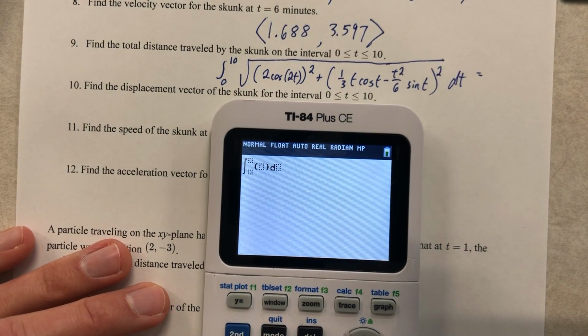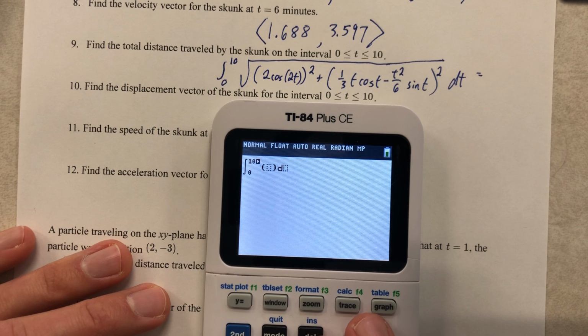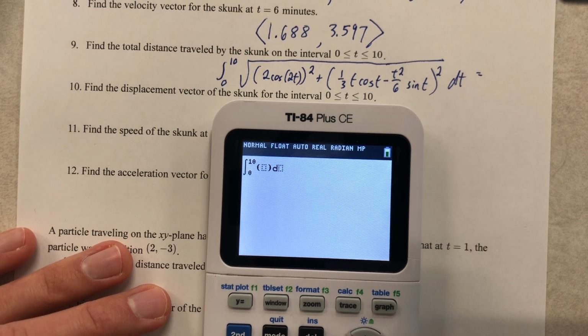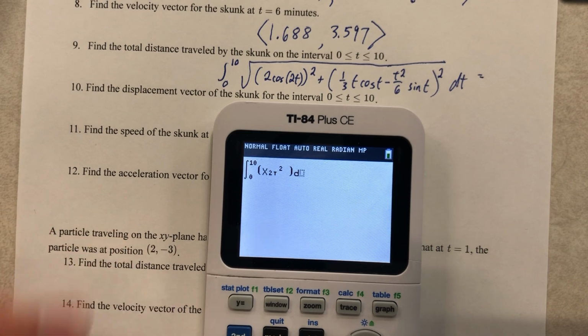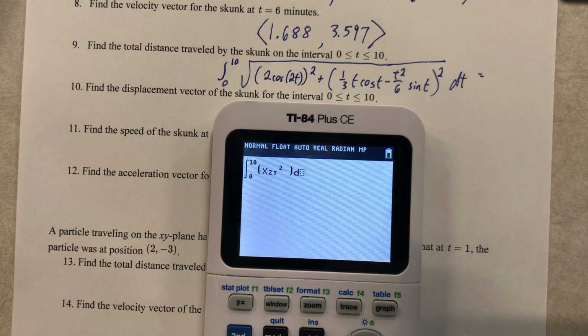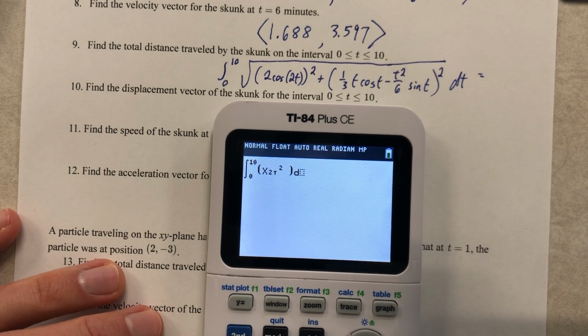Math, 9 from 0 to 10. Total distance this skunk traveled would be x2 squared. Based on the way we have defined x2 and y2, using the derivative function in the calculator, it's going to take it a while to compute. And I left off a square root. Silly me. All right, I'm going to start that part over.